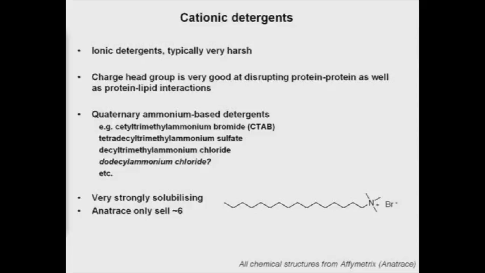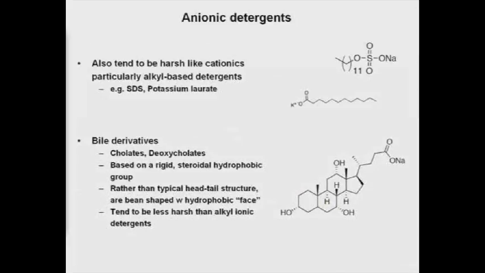So cationic detergents are pretty hard to find outside of these quaternary ammonium-based detergents. CTAB might be the one that most people have heard of that's most common. This is the structure of CTAB down here. Anatrace in their catalogue only sell about 6 cationic detergents, and these are very harshly destabilising, harshly solubilising, and they're often not used in membrane protein structural studies. They're usually used in synthetic strategies where really harsh detergents are required. And you can see in this structure here, we've got the hydrophilic head group down here and this hydrophobic alkyl chain.